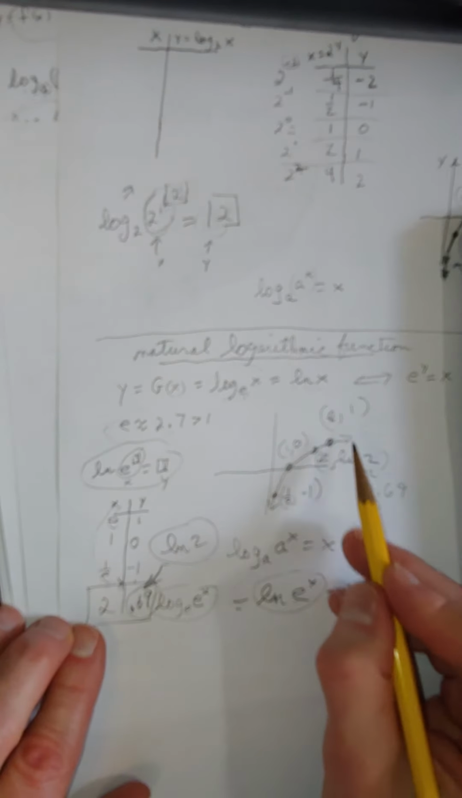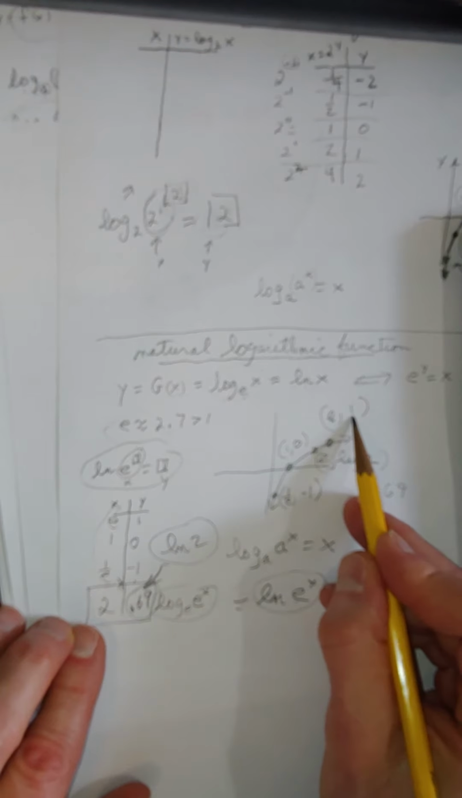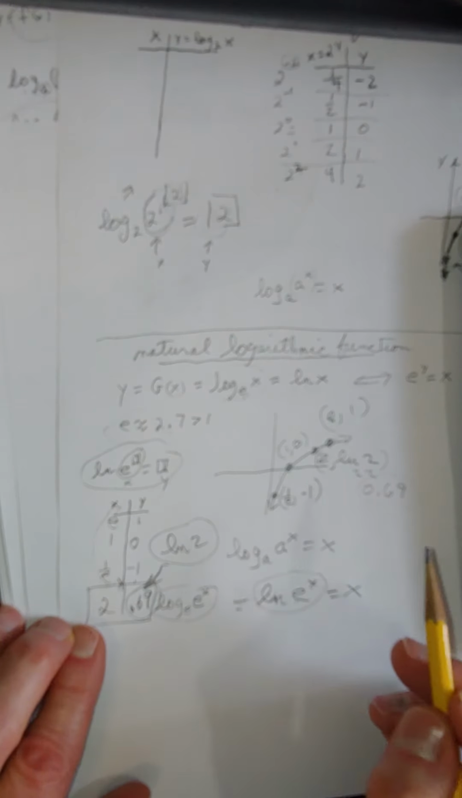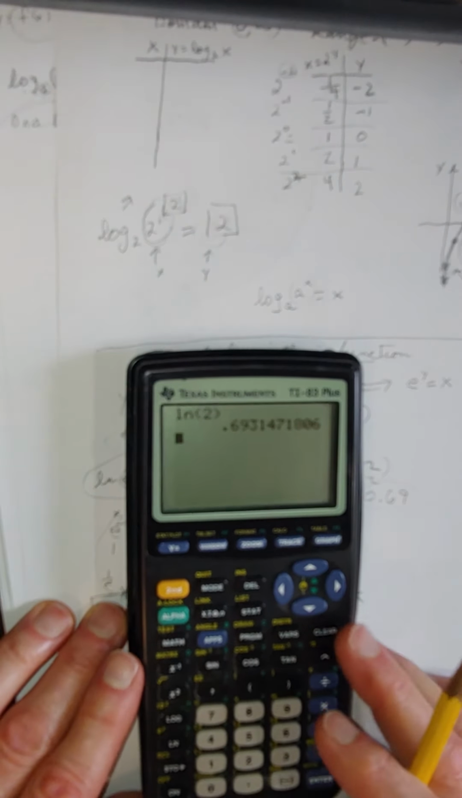And notice e is bigger than that. See, this is farther to the right. This is 2. This is e, about 2.7. You're all the way up at 1. It's higher than this one, which is supposed to be. But see, you can plug any number you want into the log function as long as it's in the domain.